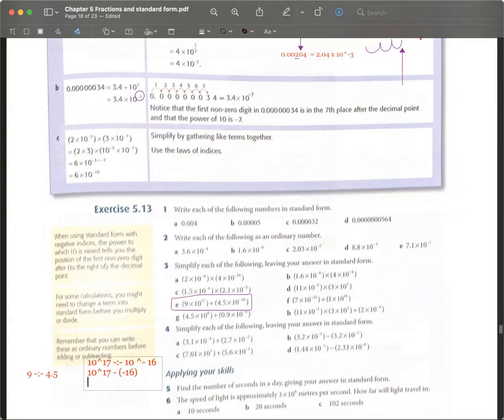So go back to your normal plus or minus thing. Negative minus minus a negative, it changes to a positive. So 10 to the power of 17 plus 16. Here we will get 10 to the power of 33. So this one here, 9 divided by 4.5, we get 2. So the answer is 2 times 10 to the power of 33.